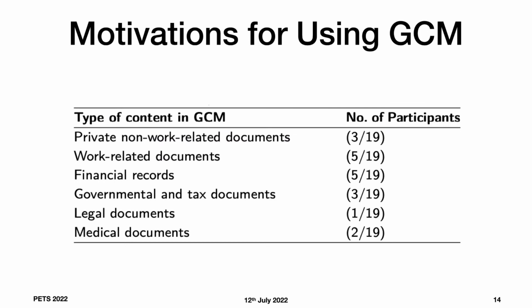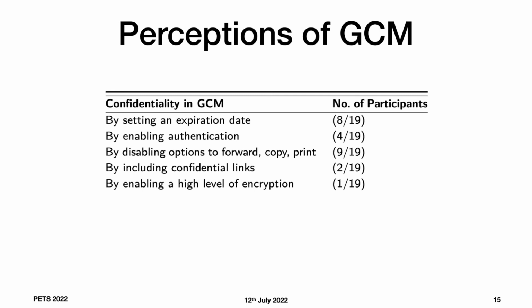In regards to the content present in our participants' confidential mode emails, we found several types, including both private non-work documents and work-related documents, as well as other sensitive documents such as financial, tax, legal, and medical documents. When the participants composed a confidential email, they articulated their thoughts on how confidentiality is achieved in this mode and whether the composed email was encrypted or not.